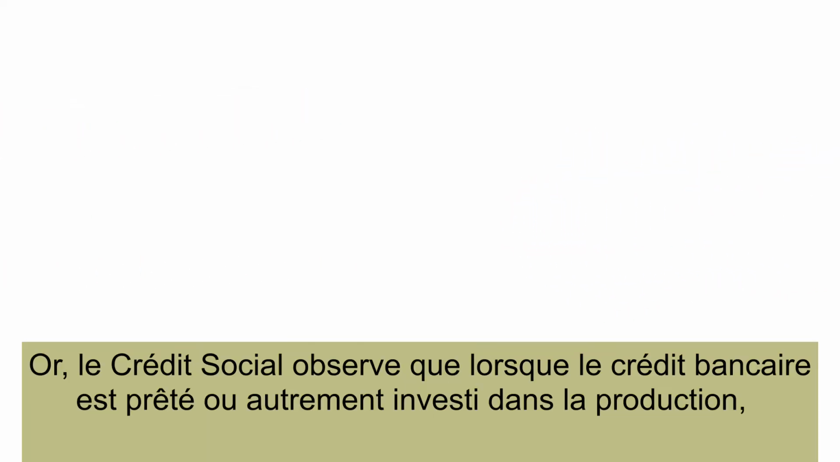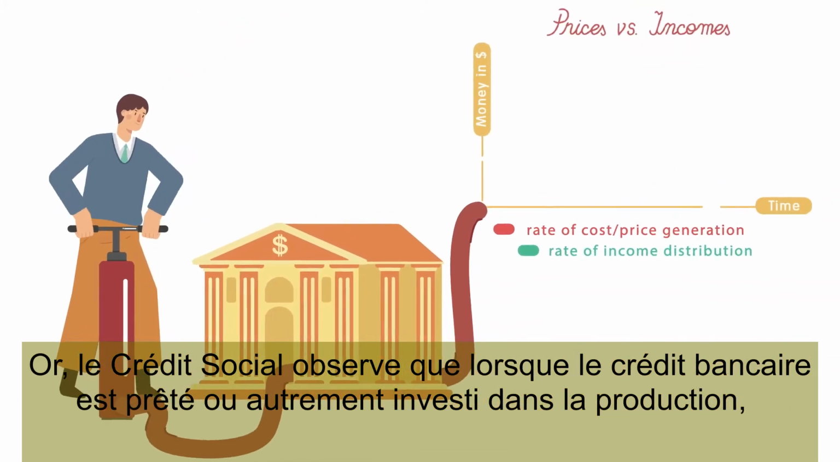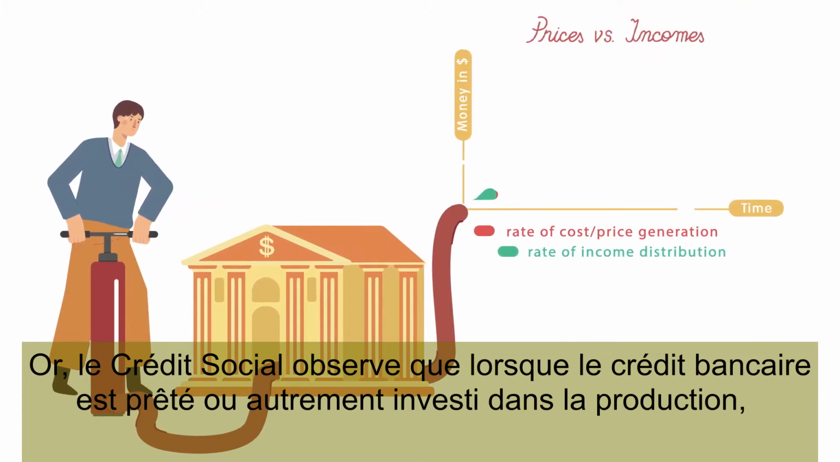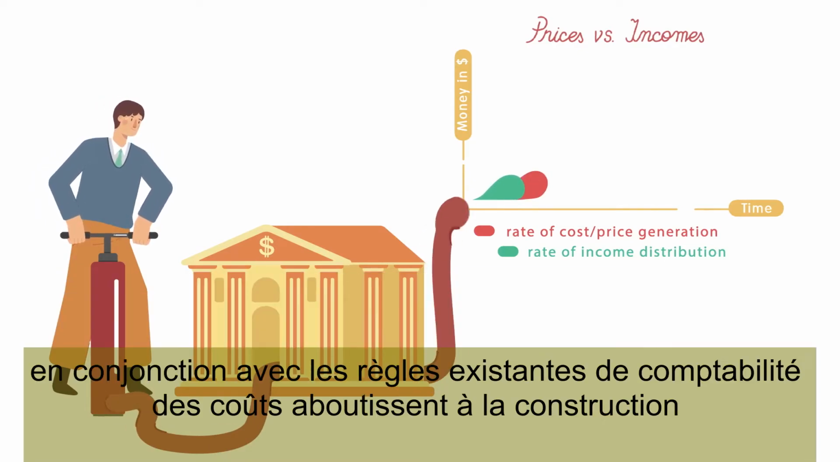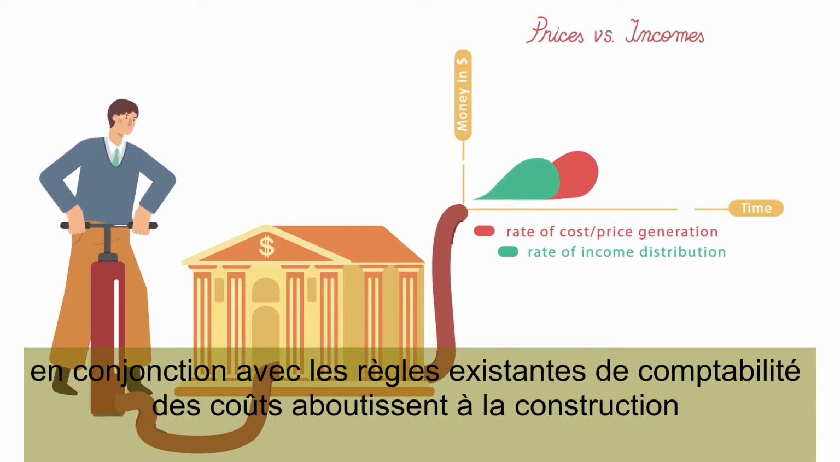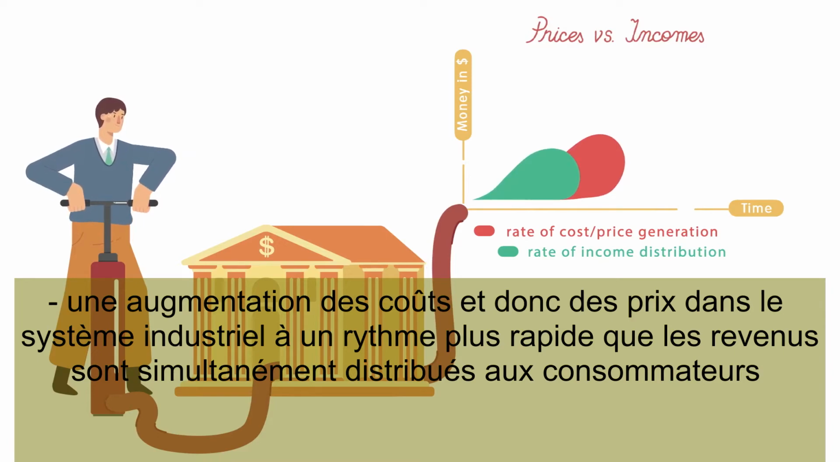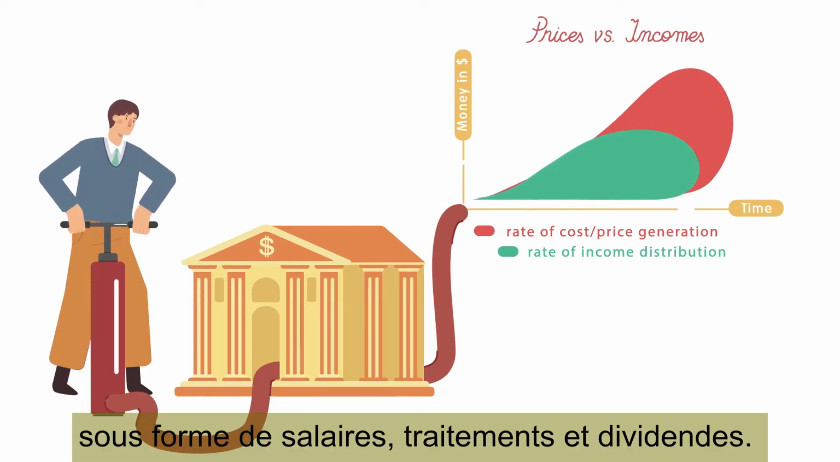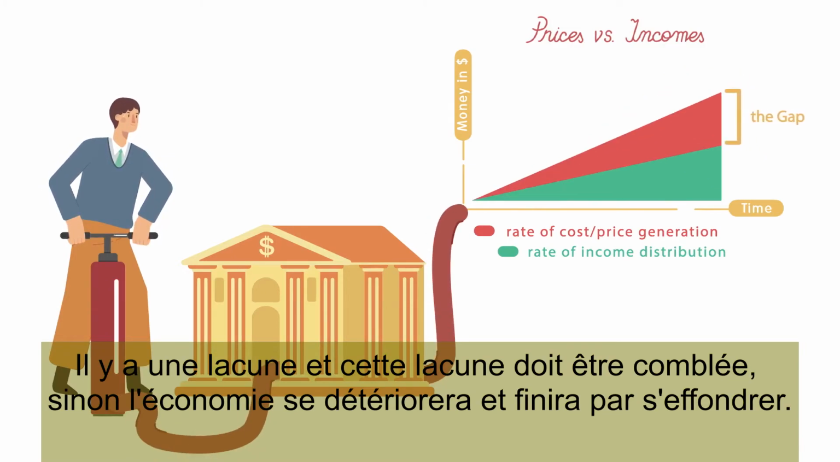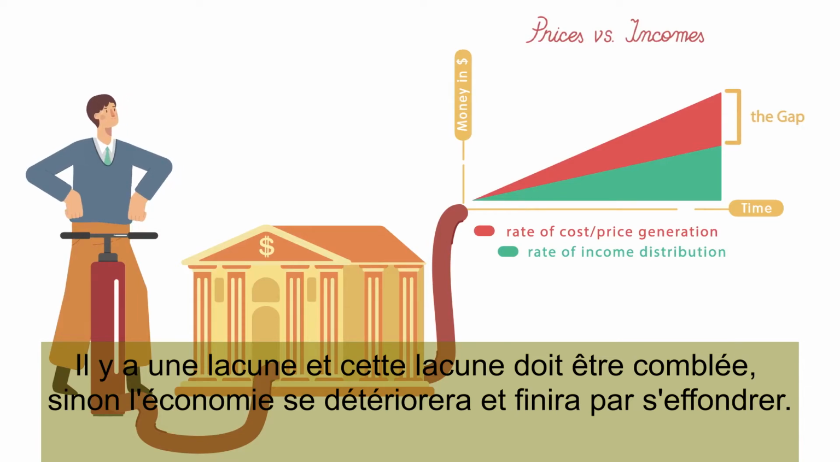existence. Now, social credit observes that as bank credit is lent or otherwise invested in production, standard banking practice involving the cycle of the creation and destruction of credit via loans and their repayment, in conjunction with the existing rules of cost accountancy, result in the build-up of costs and hence prices in the industrial system at a faster rate than incomes are simultaneously being distributed to consumers in the form of wages, salaries and dividends. There is a gap, and that gap must be filled or the economy will decay and eventually collapse.